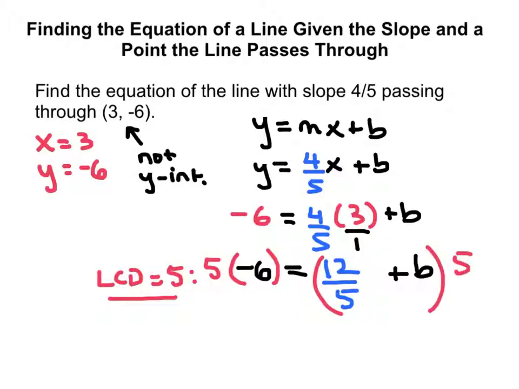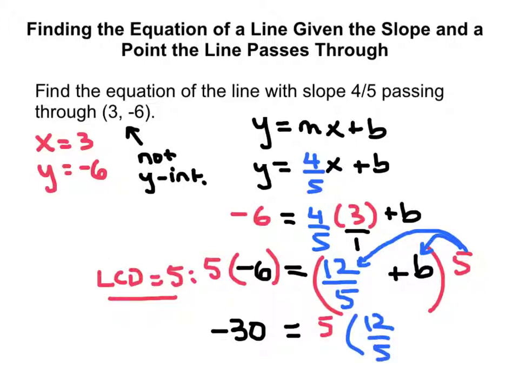Now, the left side's not a big deal because we know 5 times -6 will give us -30. But we have to be a little more careful on the right side. We'll notice that 5 is multiplied to 2 terms, so we actually have to distribute the 5 to both of these terms so we don't miss them. So I'll rewrite that, multiplying 5 times 12/5 and 5 times b.